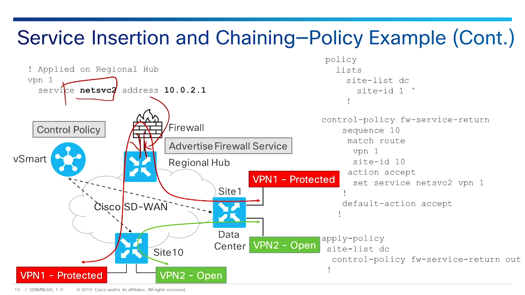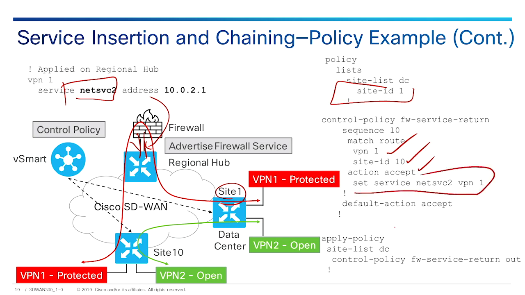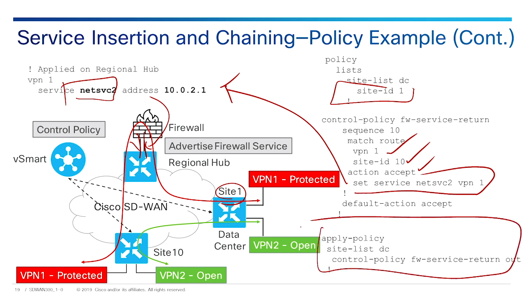We're going to specify our site list, which is the data center, so it's being applied to this guy right here. And then in sequence 10, we're going to match the route to VPN 1, so this is only applying to VPN 1 traffic and traffic going to site ID 10. We're saying accept it and set our service, net service 2 on VPN 1. And that's referencing that. Okay? And then again, we apply it.